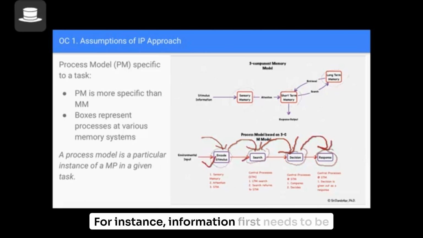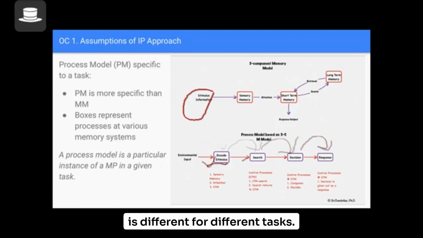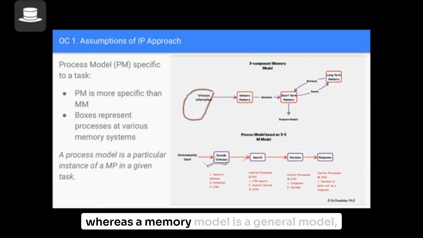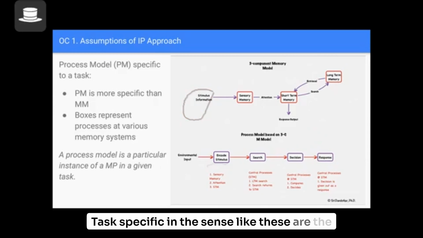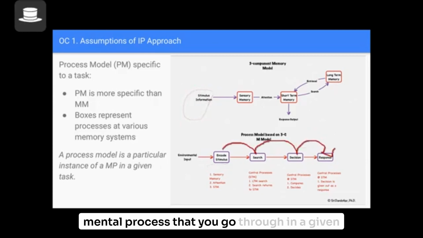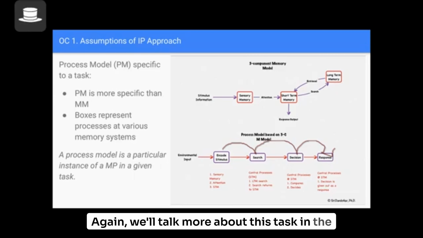For instance, information first needs to be encoded, right? So the encoding of the word, again, is different for different tasks. That's why this is a task-specific model, whereas a memory model is a general model. Task specific is in the sense that these are the mental processes you go through in a given task. Here, the task we're talking about is the lexical decision task. Again, we'll talk more about this task in the next slide.